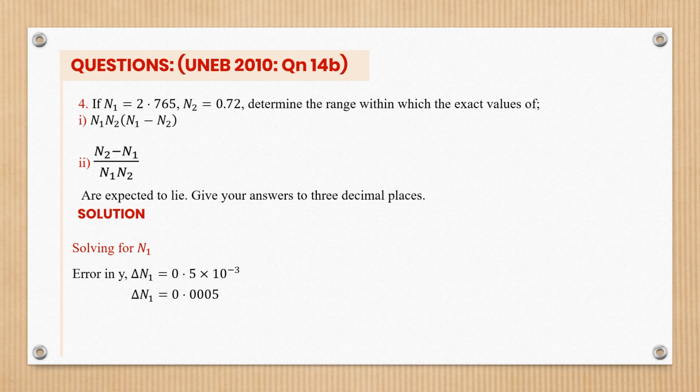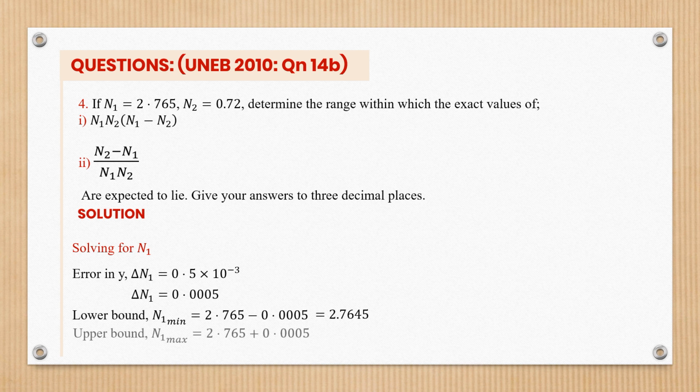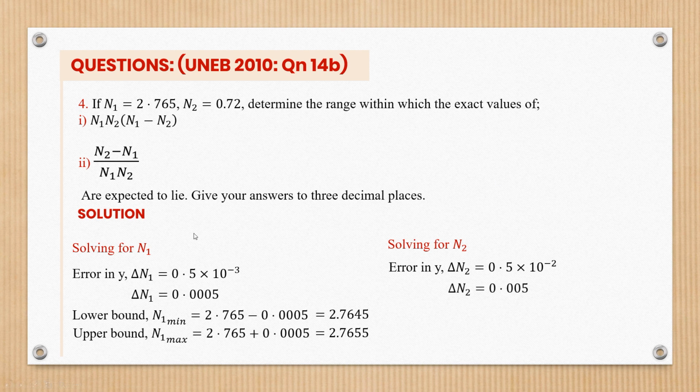So it's 0.005, and then n1 min shall be 2.765 minus 0.0005, which shall give me 2.7645, and then n1 max shall be 2.765 plus 0.0005, which shall be 2.7655. Then when we solve for n2, I'll find that the error in n2 shall be 0.005. Now you've observed that I've chosen to use delta in this case. Remember, it's optional. You can use n. I could have said en2, that would also have been fine, but this is what I've chosen to use.